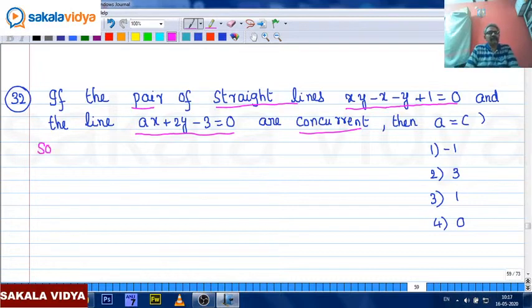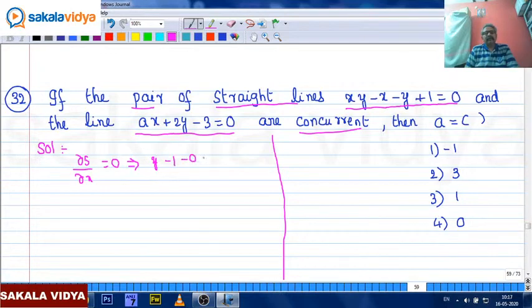First solution. Okay. First, dou s by dou x equals 0. For this equation, we get y minus 1 minus 0 plus 0 equal to 0. That means y is equal to 1. Dou s by dou y equals 0.